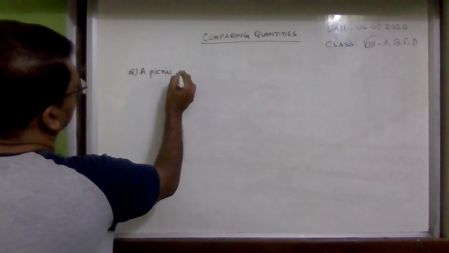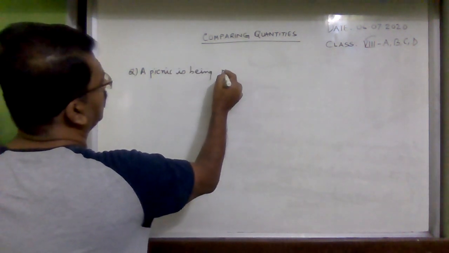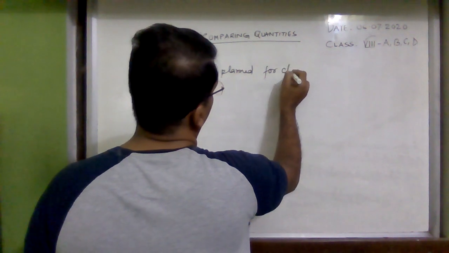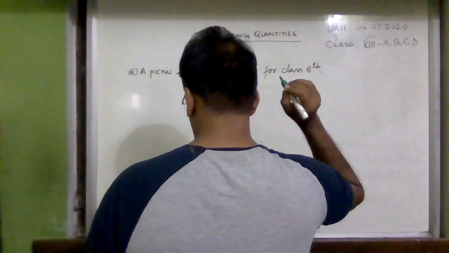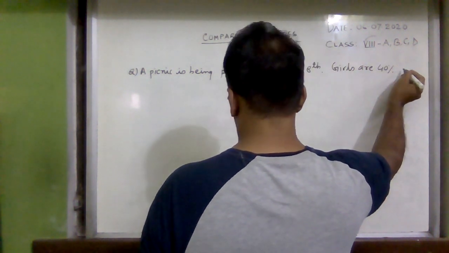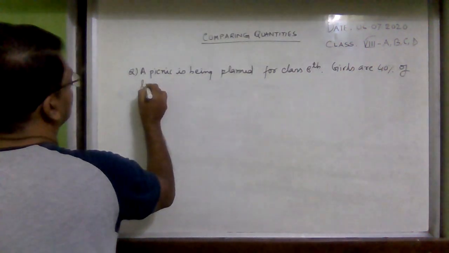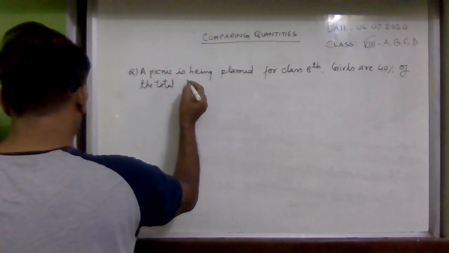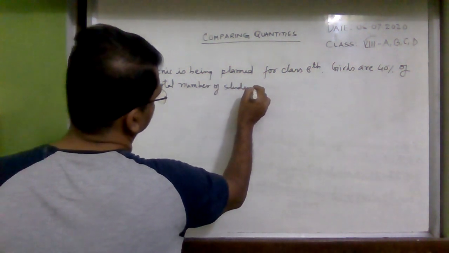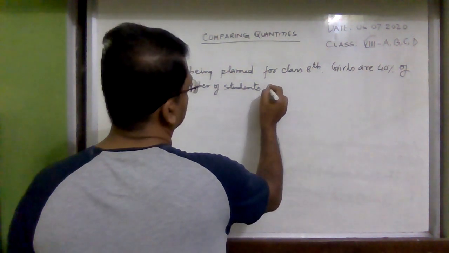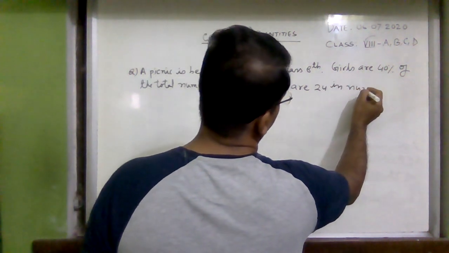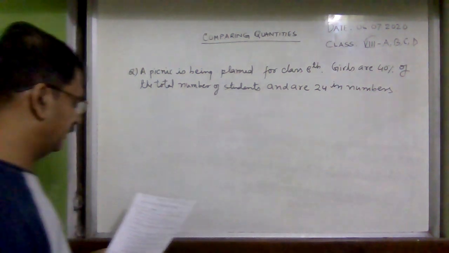A picnic is being planned for class 8. Girls are 40% of the total number of students and are 24 in number.